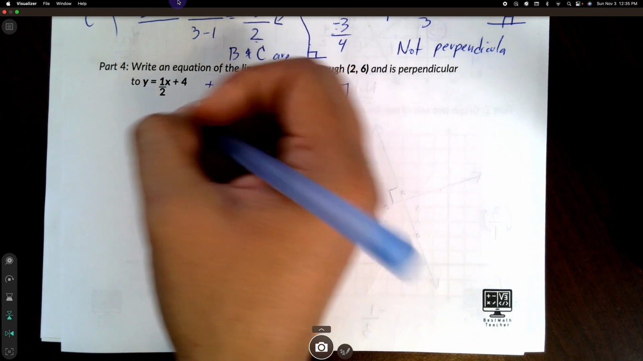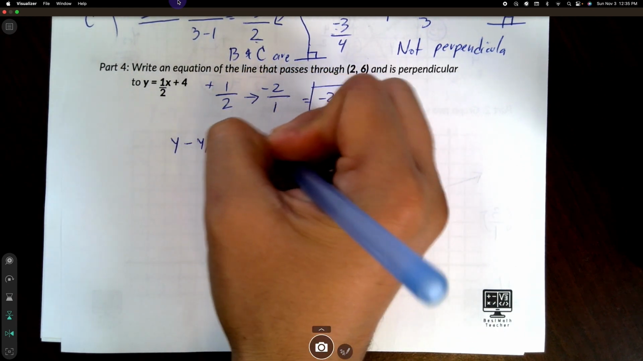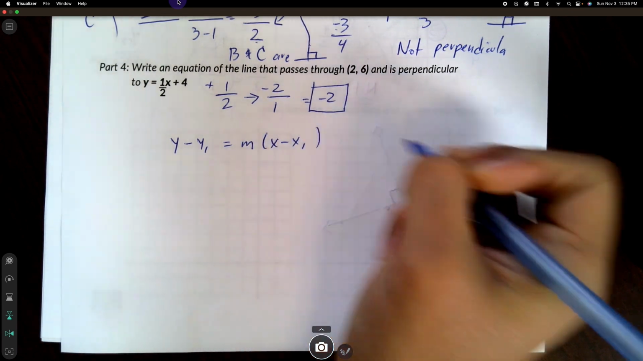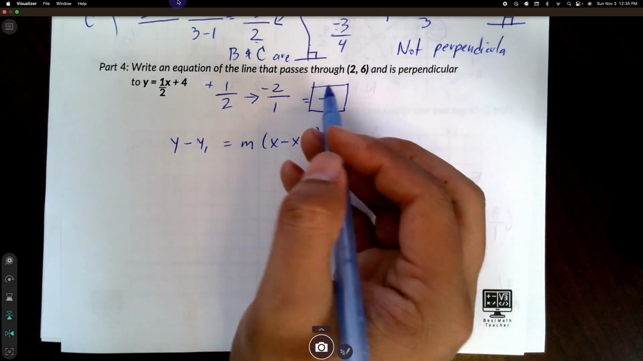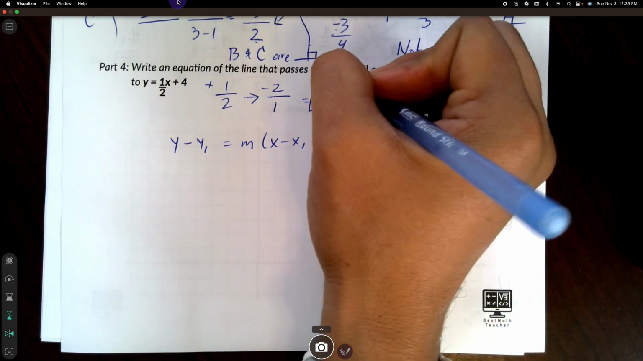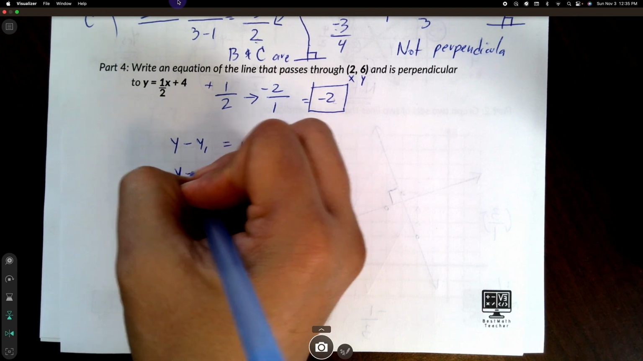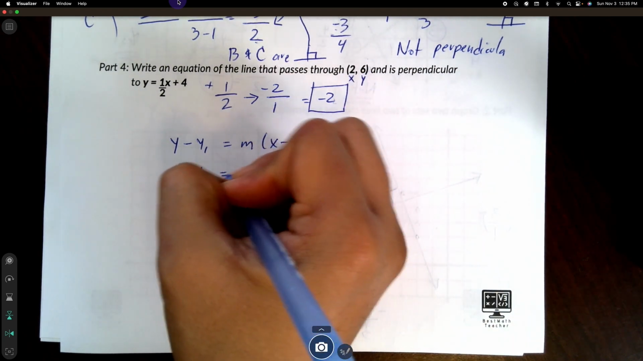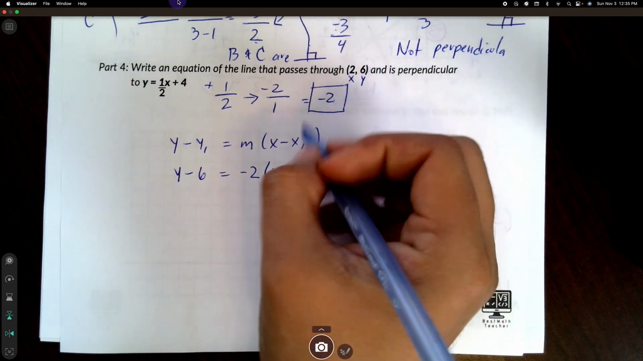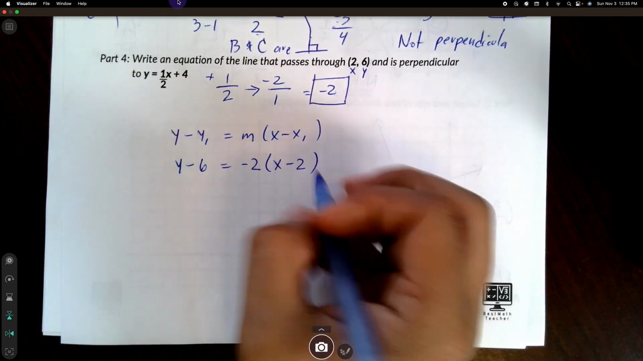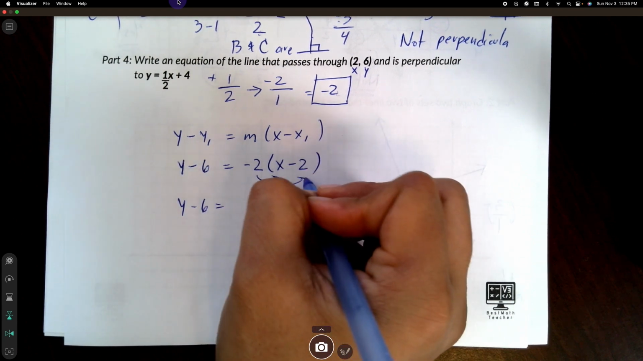So we're going to use the formula y minus y1 equals slope times x minus x1. This is the point-slope formula. We've got the point and we've got the slope, so just replace it. This 2 is an x, this 6 is a y. So y minus the y1, that's 6. The slope is -2. x minus the x1, that's 2. We're just going to go ahead and simplify. y minus 6 equals, distribute.